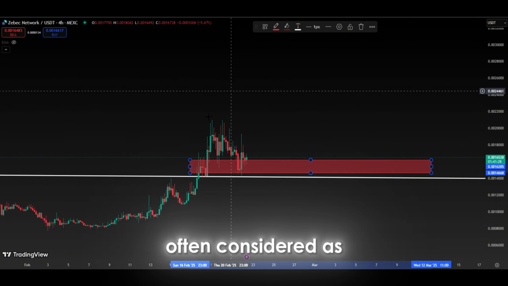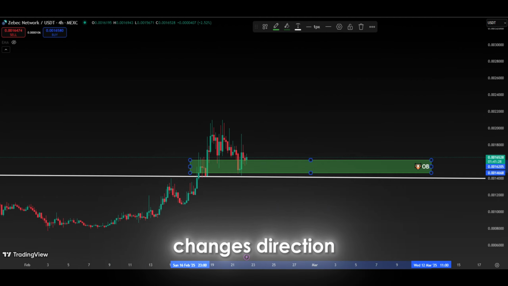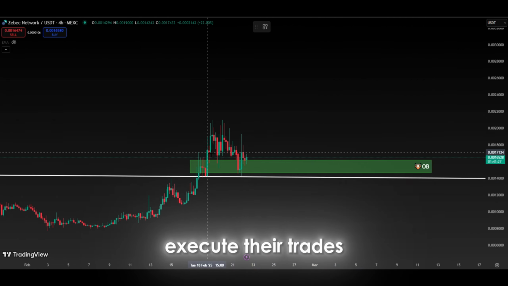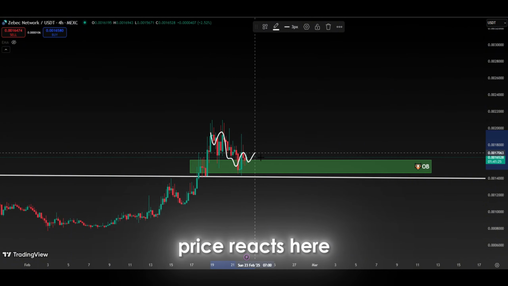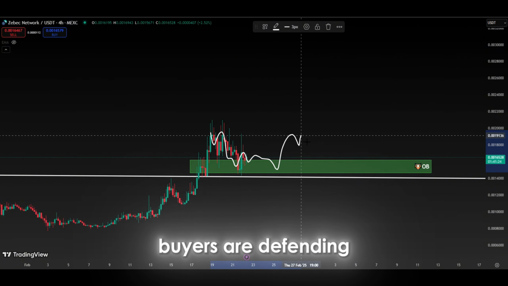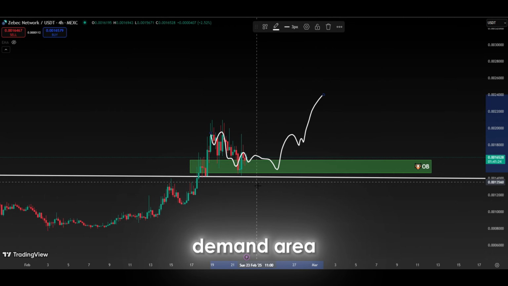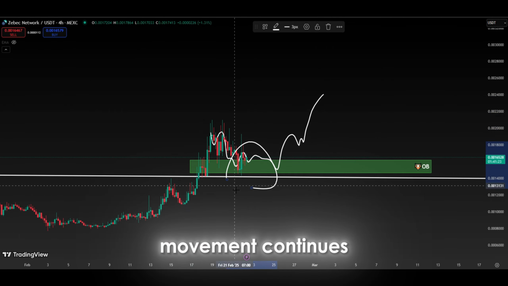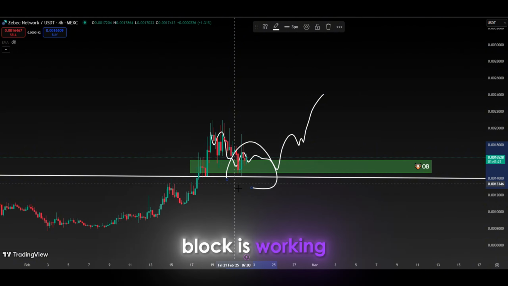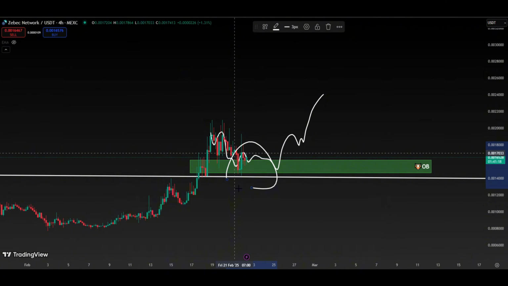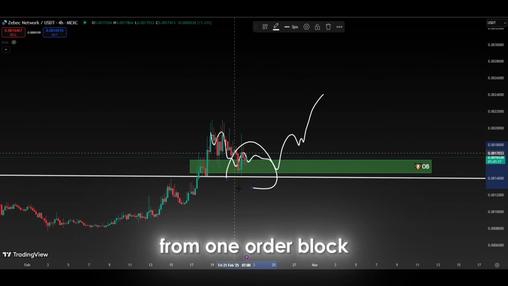Order blocks are often considered as critical zones, where the price changes direction and big players execute their trades. Therefore, when the price reacts here, it indicates that buyers are defending this level and see it as a strong demand area. If this bullish movement continues and the price continues to move higher, it will confirm that this order block is working as a strong support. However, if the price returns back to this area, it will be a critical point whether it will provide support again. The price may react several times from one order block.